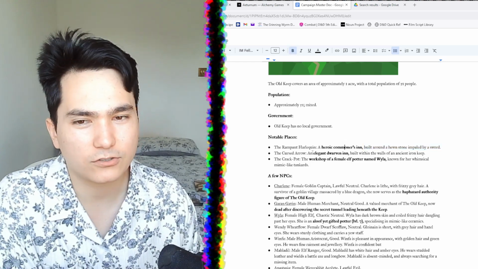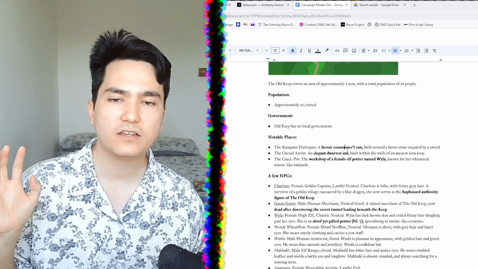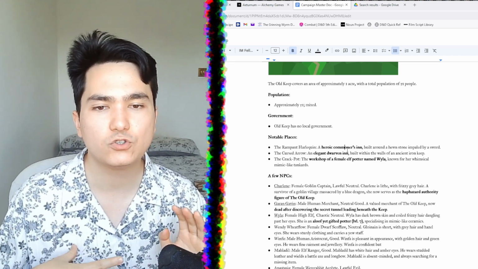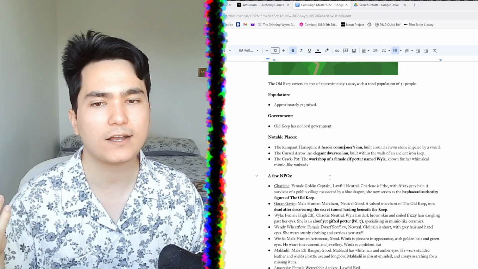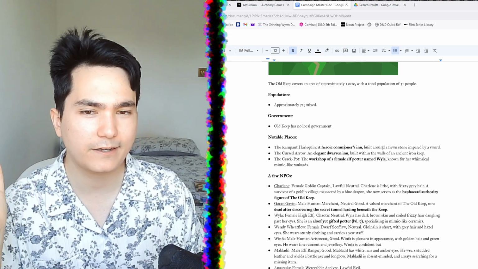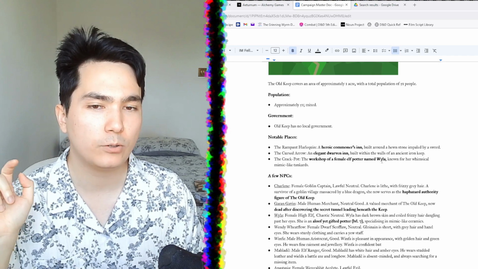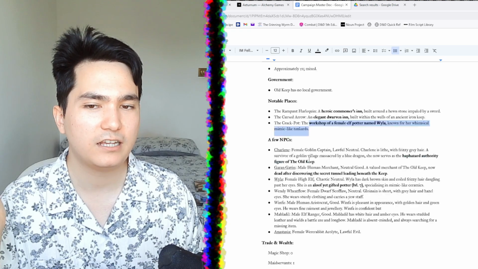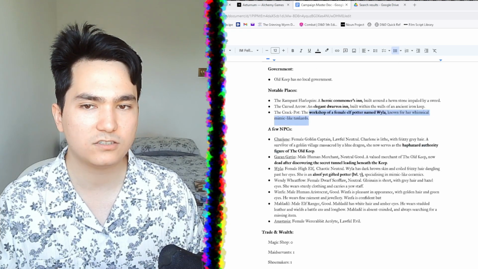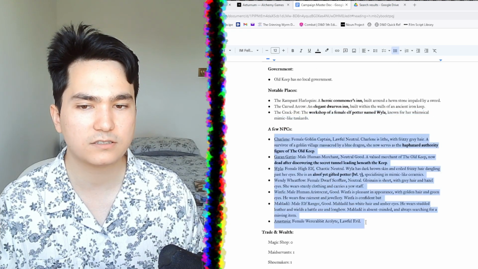So yeah, I've got the Cursed Arrow, the Crackpot. Some of these I've edited to make them more interesting. For example, the Crackpot is the workshop of a female elf potter named Wyla, known for her whimsical mimic-like tankard. So this is pretty cute. And then later on, I'll put Wyla back into the NPC box down here.